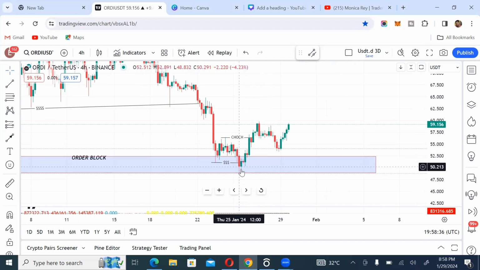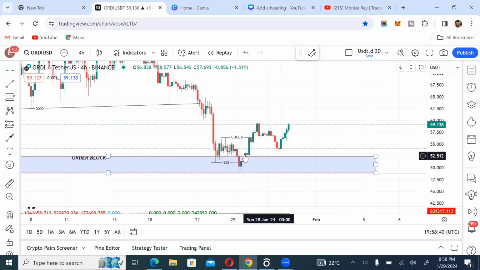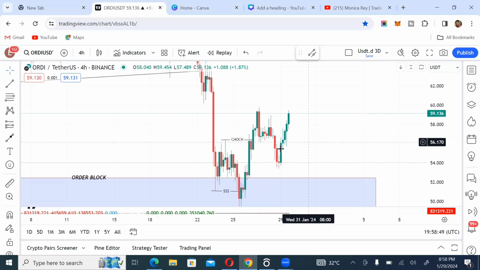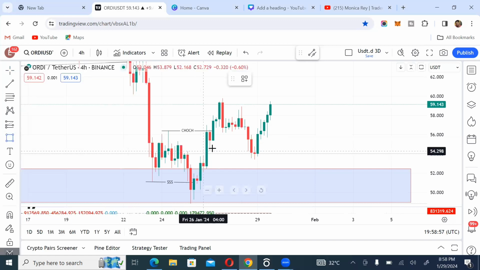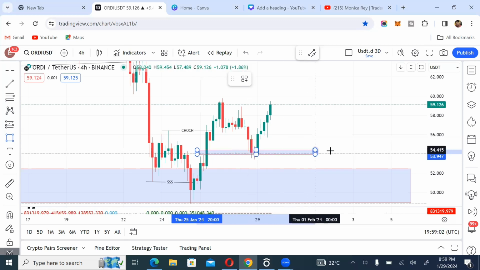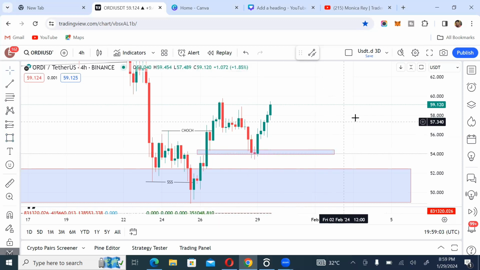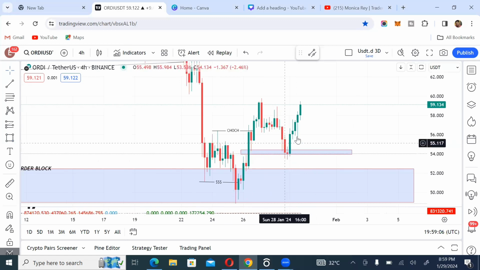Now price is going to come back again to mitigate this area. Okay, to somehow mitigate this area. If it doesn't, then it solely means that price has filled this imbalance right here and it is ready to move. Either way, it is correct. It means price has filled this imbalance and it has enough momentum now to move. Imbalance means fair value gap.